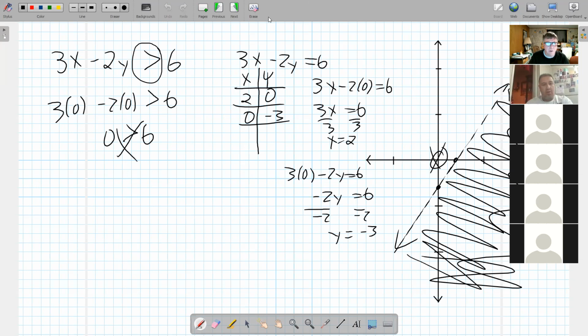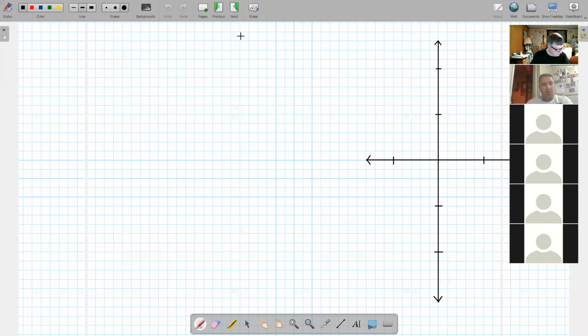Okay, I want to look at a few more inequalities just to kind of remind you of some things, and then we'll take a look at using WebAssign. All right, let's say we have this, y greater than negative 3.